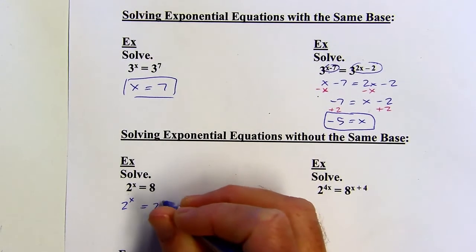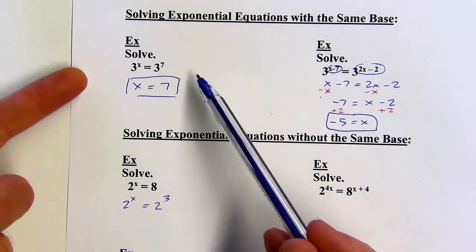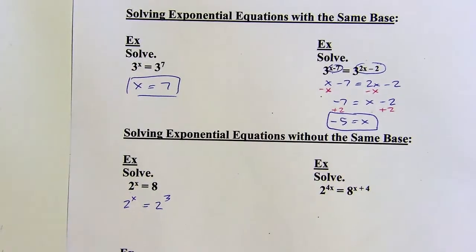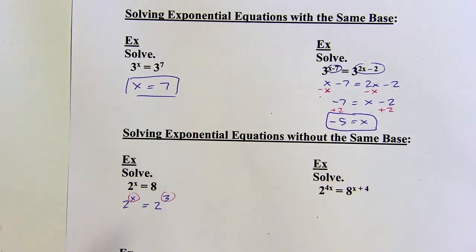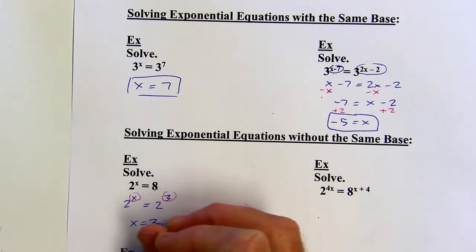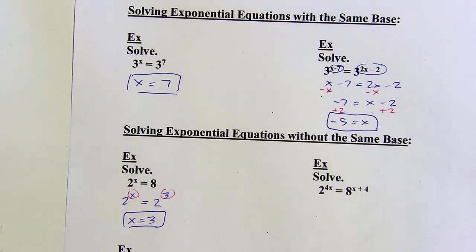Okay, so now if I can write this side as 2 to the third, well then it looks like this problem up here, right? Now I have the same base on both sides, so that means the exponents are equal, and that means x is going to equal 3. Makes sense, because 2 to the third equals 8, so that's what x has to equal there.